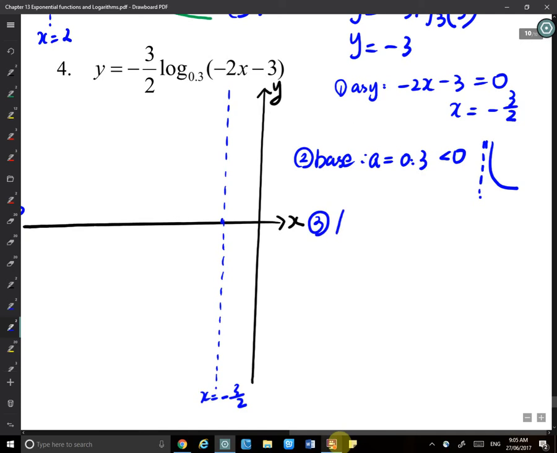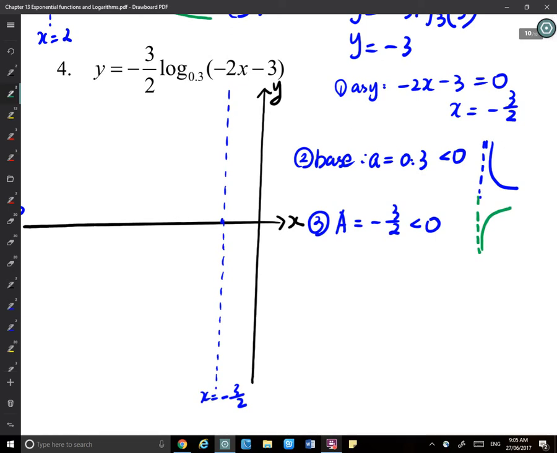Number 3, A is minus 1.5, which is less than 0. It will get reflected. Reflected by which axis? X. If it gets reflected by X, it will look like this. Okay, reflect down. You have this graph.